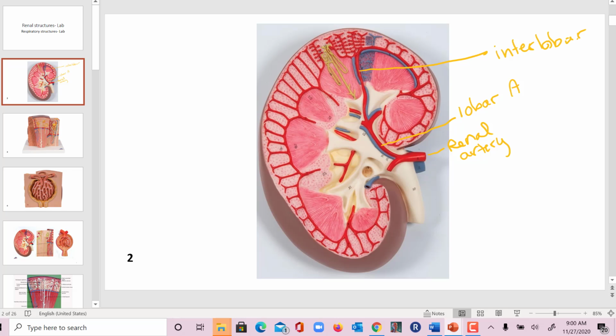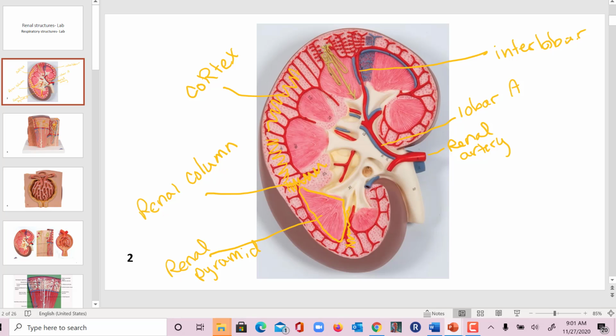So I should probably tell you what a lobe of the kidney is. This inverted pyramid structure is called the renal pyramid. And this outer region here, shown in the light pink, is called the cortex. Some of the cortex, you can see, goes in between the renal pyramids. That part that goes in between is called a renal column. A renal column plus the renal pyramid, that entire region is called a lobe. So those are the renal lobes.